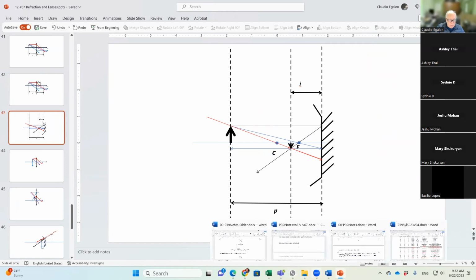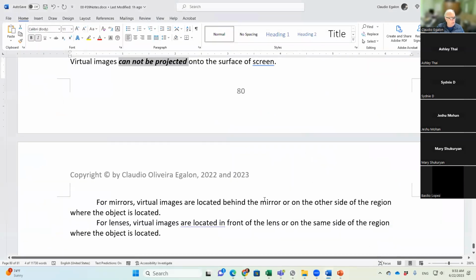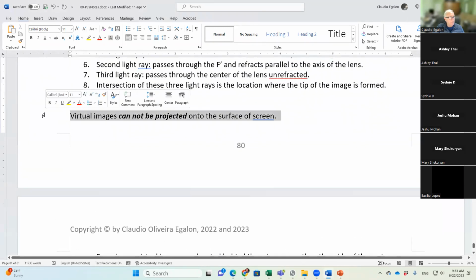Let's see if I have anything else to write there. Here you go. For mirrors, virtual images are located behind the mirror or on the other side of the region where the object is located. For lenses, virtual images are located in front of the lens or on the same side of the region where the object is located.